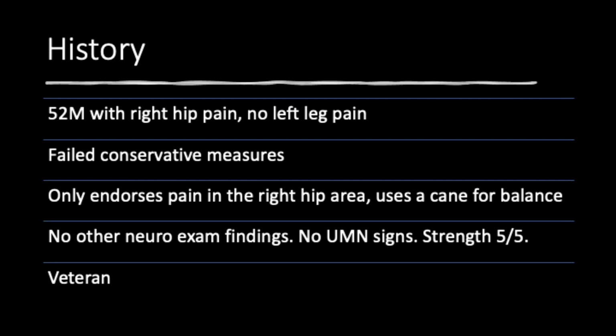Today we have a pretty interesting case. It's a 52-year-old male with right hip pain. Patient does not endorse any left leg pain, and he also endorses pain only in the right hip area. It doesn't radiate down the leg or to the foot. He uses a cane for balance at times, failed conservative measures, no other neuro exam findings, no motor neuron signs. Strength is good. He's a veteran.